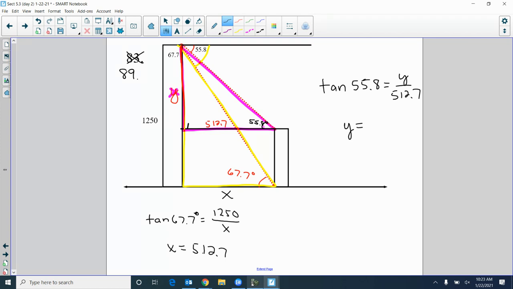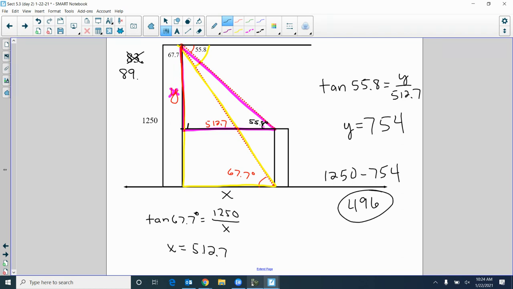It'd be 754. All right, do we agree with that? So now I have to take 1250 minus 754. Okay, and it looks like it should be 496, right around there. So that's how you solve those two.